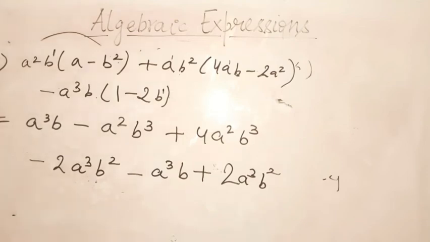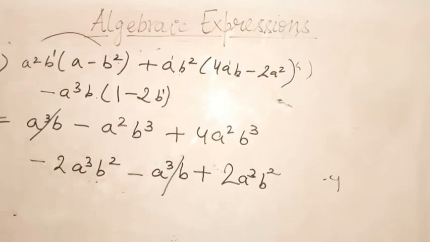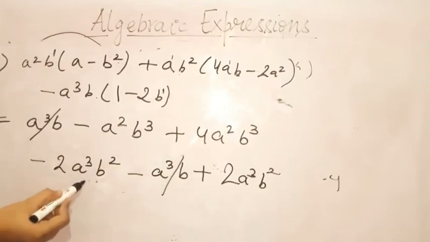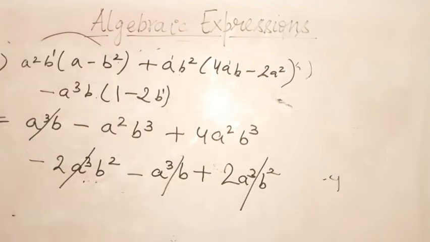Now we have to check whether some terms can be simplified from here or not. Can we simplify any of the terms from here? Yes. A cube b positive, a cube b negative, that is cancelled. Now 2a cube b square negative, 2a cube b square positive, that is also cancelled.